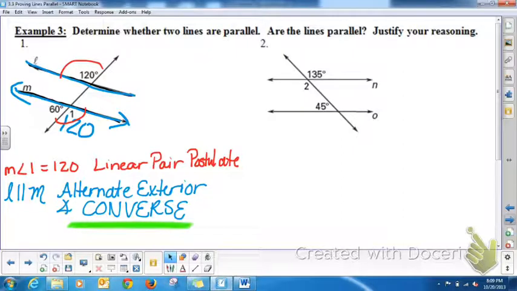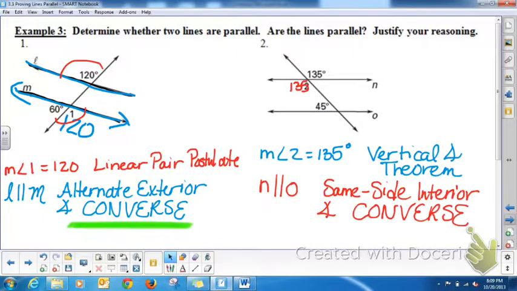Take a look at number 2. See if you can figure out whether or not line N and O are parallel and justify your reasons. Then unpause the video and see if you were correct. So if you take a look at angle 2, you know that angle 2 is 135 degrees using the vertical angle theorem, and therefore you can prove that line N is parallel to line O using the same side interior angles converse theorem. If you had that, you were right.